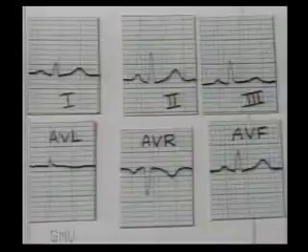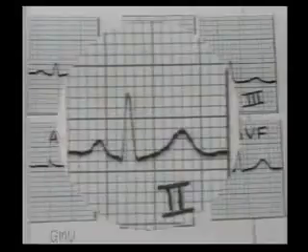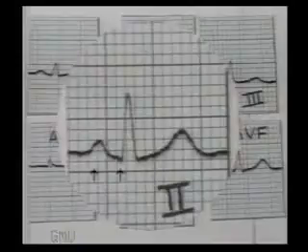Then study the P wave morphology in lead 2 where it is most prominent. If it is more than 2 millimeters wide or 2 millimeters tall, then left or right atrial hypertrophy may be present, and an inverted P wave in lead 2 indicates nodal rhythm.